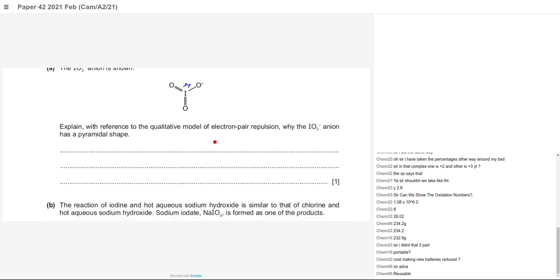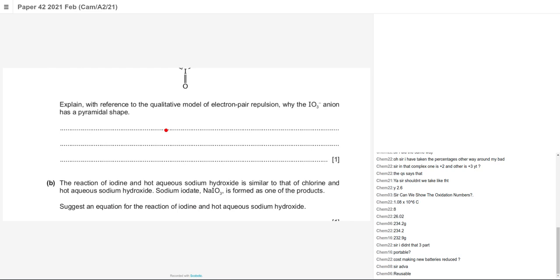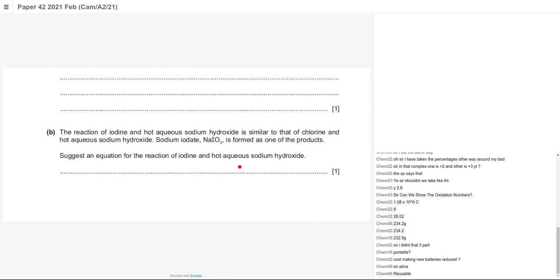So we can mention that the central atom iodine has a lone pair, which repels the 3 bond pairs, resulting in a pyramidal shape.